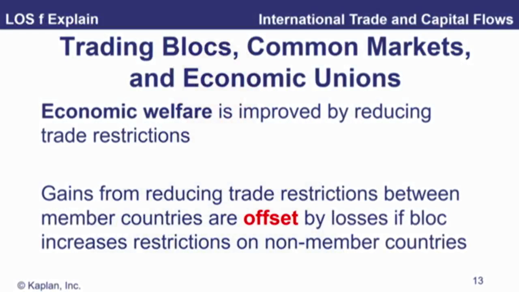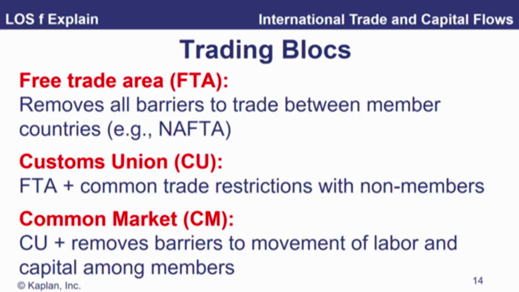Now, to finish off, a whole list of definitions on trading blocks, common markets, economic unions, and then a little bit on balance of payments. So, economic welfare is improved by reducing trade restrictions. So let's try and do that. We can try and reduce them by setting up trading blocks, common markets, and economic unions. So here we go. First of all, a free trade area. Removes all barriers to trade between member countries. NAFTA is a classic example. And I presume, as I'm speaking to you now, that still exists.